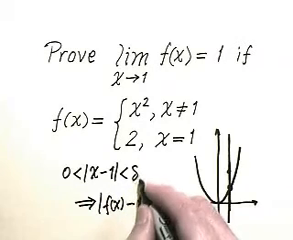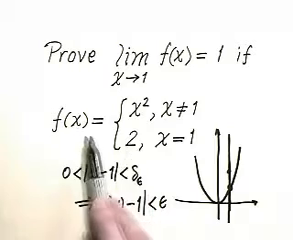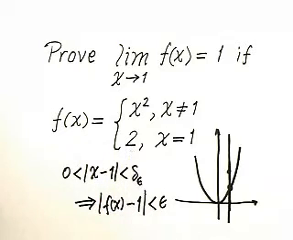And notice that because 0 is less than the absolute value of x minus 1 less than delta, that means that x is not equal to 1, and so this f of x right here is x squared, no matter that f of x at x equal 1 is 2. And so consequently, when I go to solve this inequality, here I'll be replacing the f of x by x squared, even though f at 1 is 2.